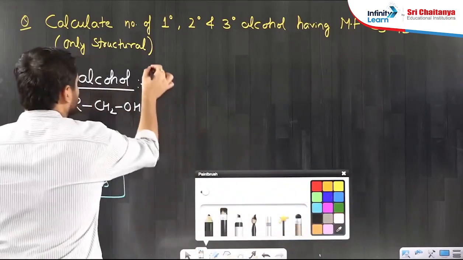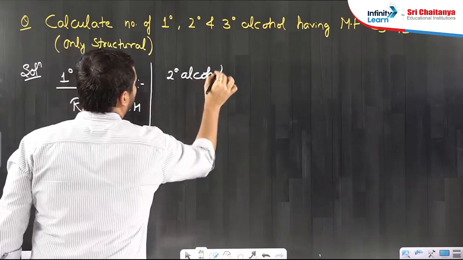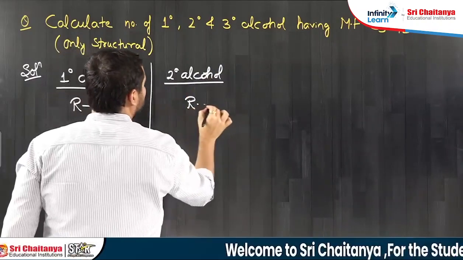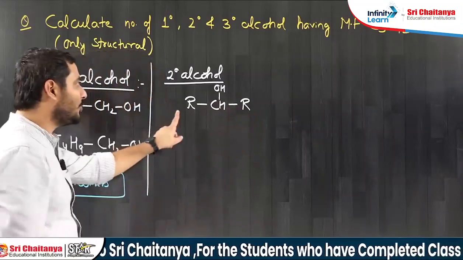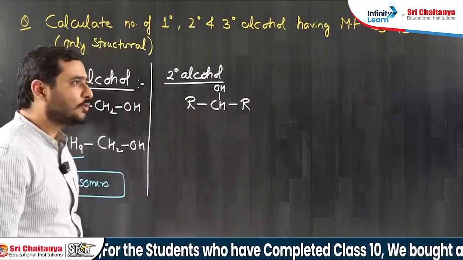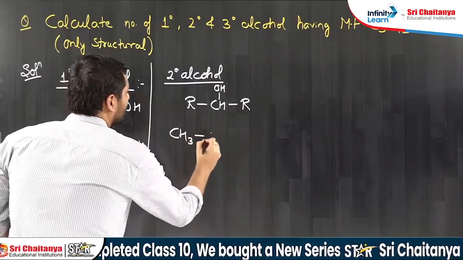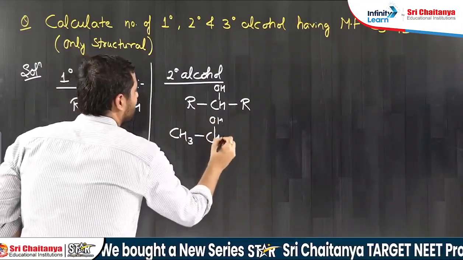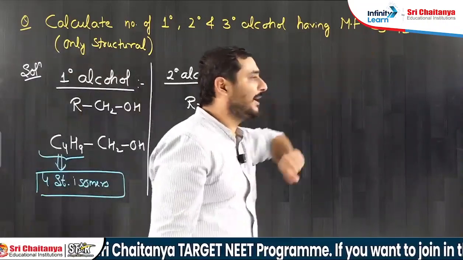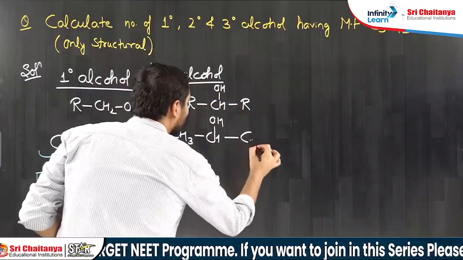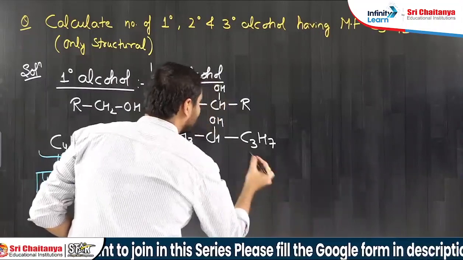Next, if we talk about secondary alcohol. Now for secondary alcohol, what is representation? R, CH, OH and R. Now on both sides we have to add alkyl group. So let us start from simplest alkyl group here, CH3, CH, OH. Now how many carbon we have fixed there? 2 carbon. Total are how many carbon? 5. 2 are fixed, so remaining how many carbon are present? 3.